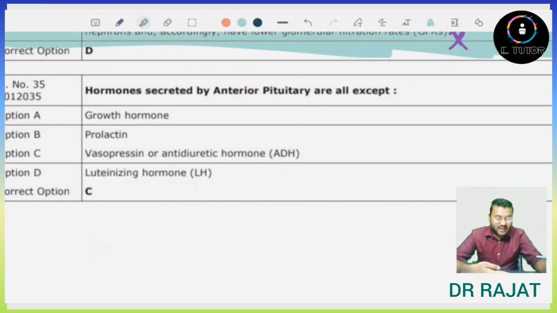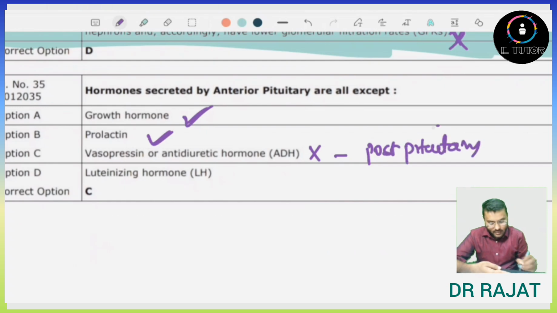Hormones secreted by the anterior pituitary are all except. So first is growth hormone, this is true. Prolactin, this is also true. Vasopressin or the antidiuretic hormone, so this is not true. It is formed in the hypothalamus and secreted by the posterior pituitary. Luteinizing hormone, this is also true. So answer will be option number C.